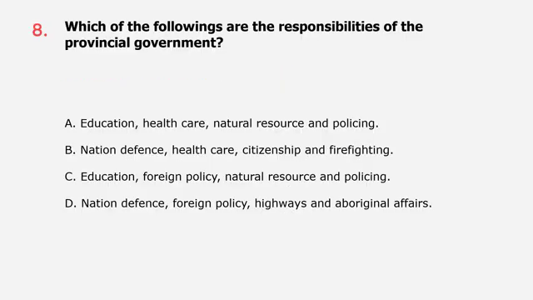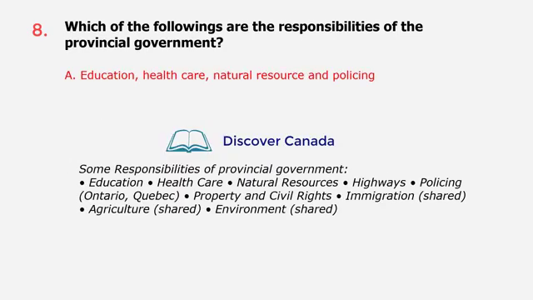Question 8. Which of the following are the responsibilities of the provincial government? A. Education, healthcare, natural resources, and policing. B. National defense, healthcare, citizenship, and firefighting. C. Education, foreign policy, natural resources, and policing. D. National defense, foreign policy, highways, and Aboriginal affairs. The answer is A. Education, healthcare, natural resources, and policing.